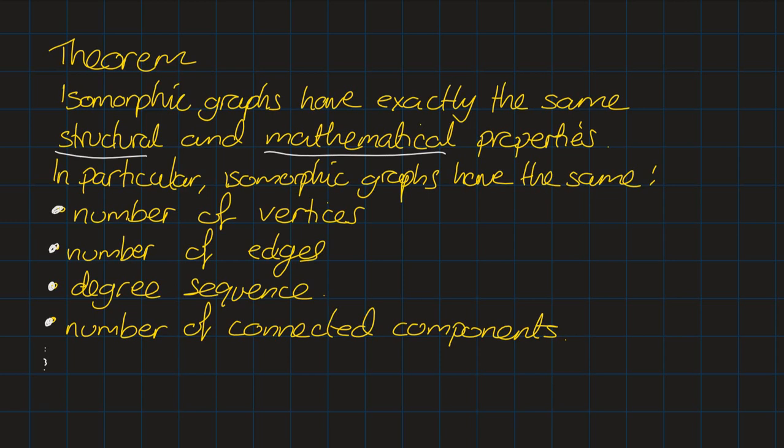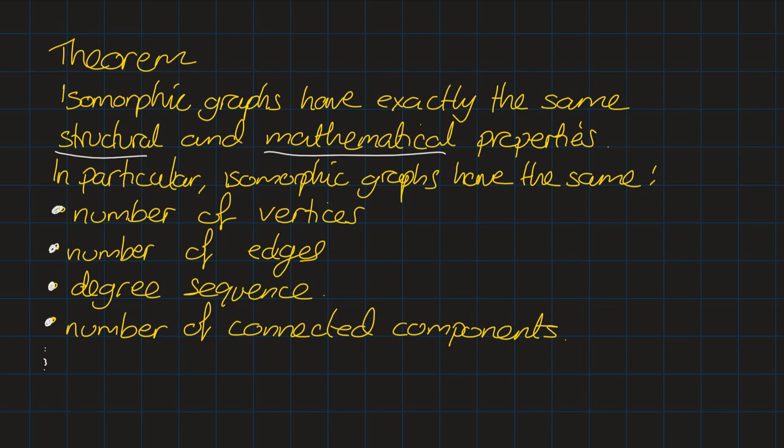Other things that you could add to this list are things like, if one graph is Eulerian, then if another graph is isomorphic to it, it has to be Eulerian. Okay? All of these mathematical properties are preserved under isomorphisms. So if one graph has a triangle hidden inside it, then an isomorphic graph has to also have a triangle hidden inside it somewhere.